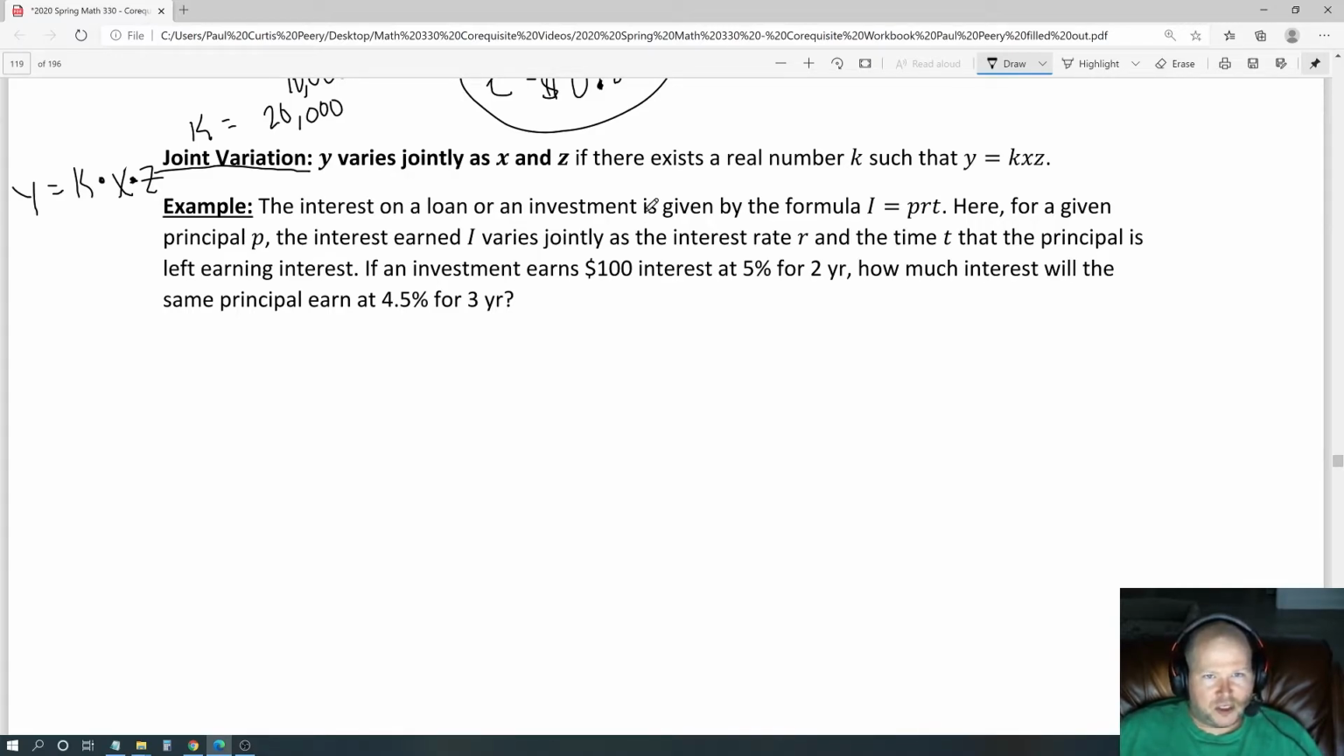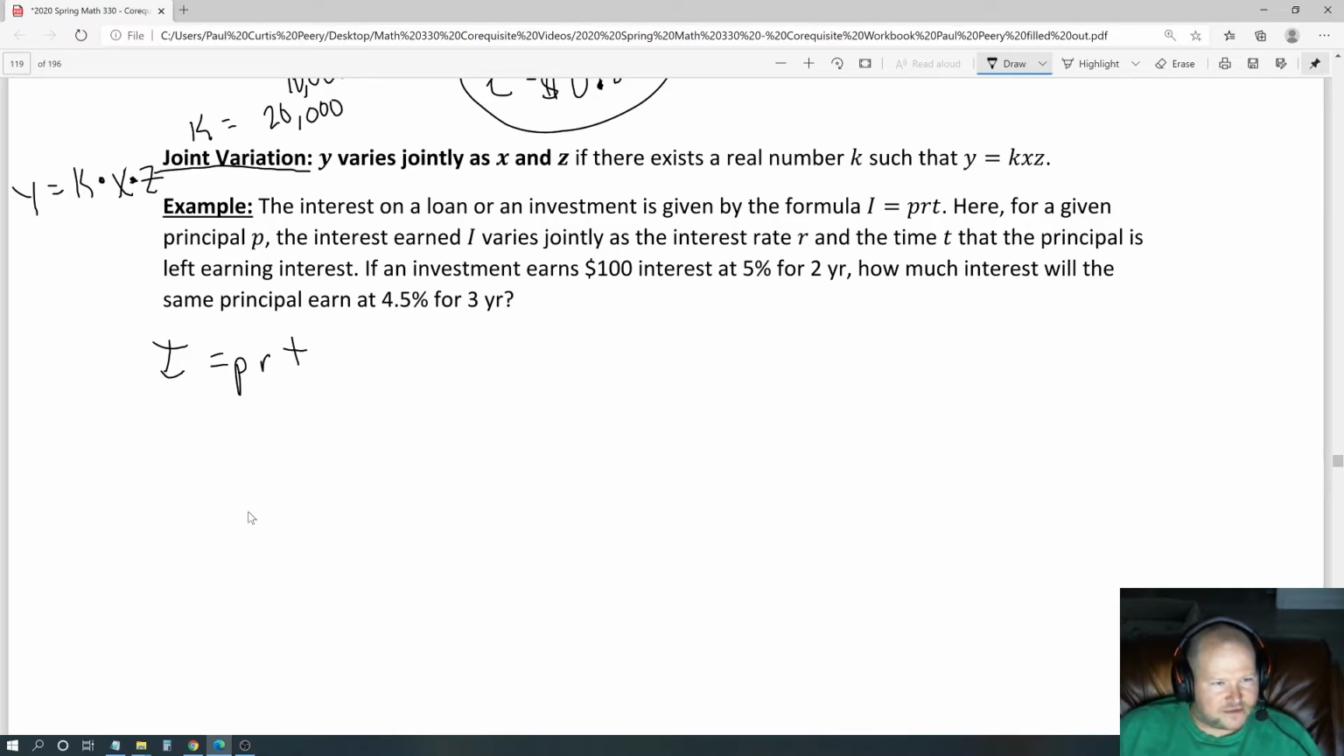All right, so the interest on a loan or an investment is given by the formula I is equal to PRT. Here, for a given principal P, the interest earned I varies jointly as the interest rate R and the time T that the principal is left earning interest. If an investment earns $100 interest at 5% for 2 years, how much interest will the same principal earn at 4.5% for 3 years? Okay, now in this case, they gave us the equation, so you really don't have to interpret anything.